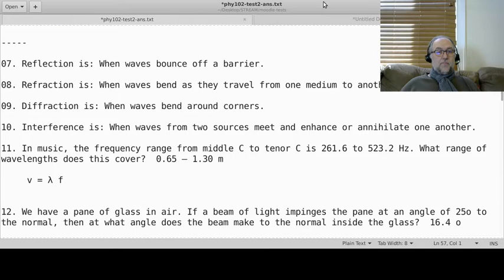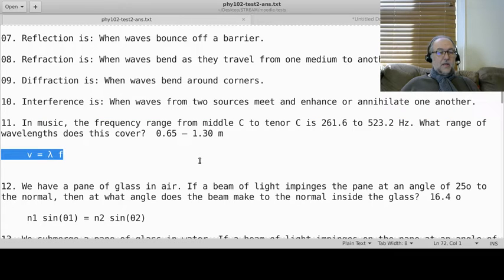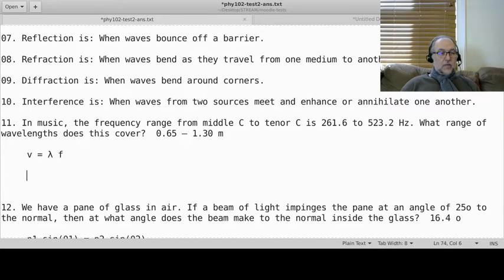The next question was basically just making use of the v equals lambda f formula. I ask you, in music, the frequency range from middle C to tenor C is 261.6 to 523.2 hertz. What range of wavelengths does this cover? The answer is 0.65 to 1.3 meters, and let's see how that's done. I'm asking for lambda, for wavelengths, so you just rewrite this equation so that you have lambda, and that's going to equal v divided by f.